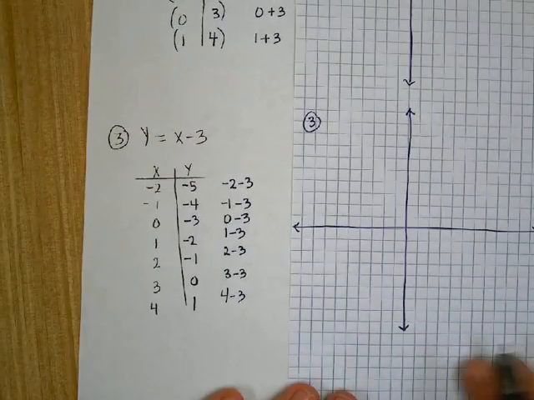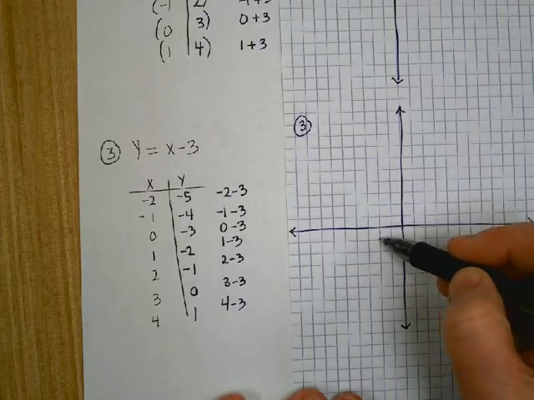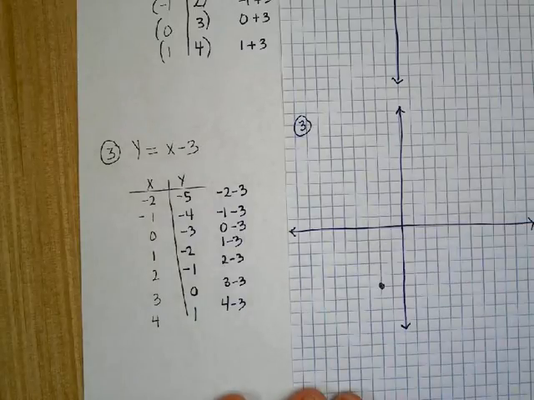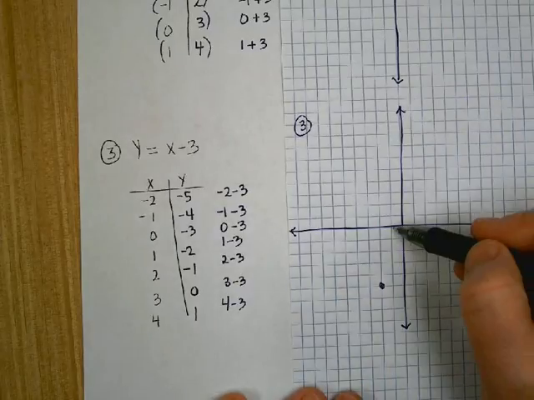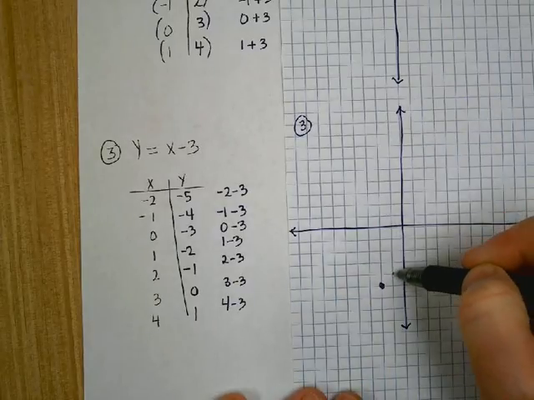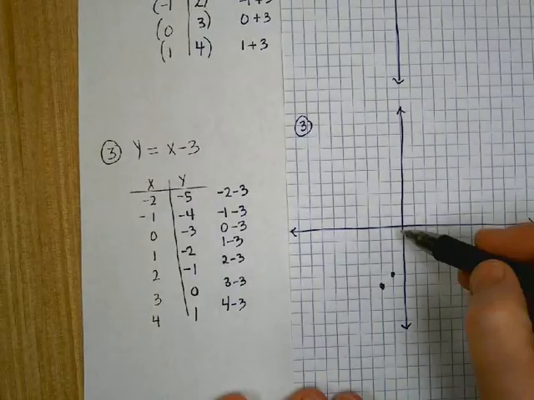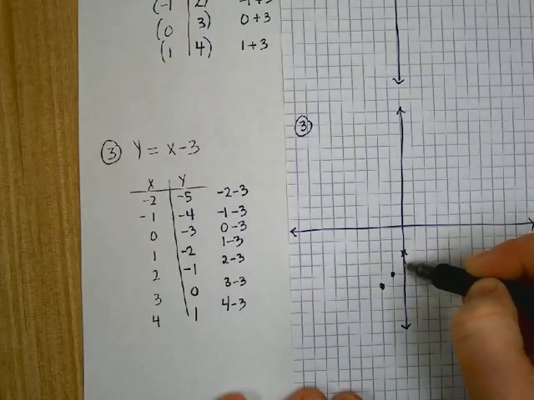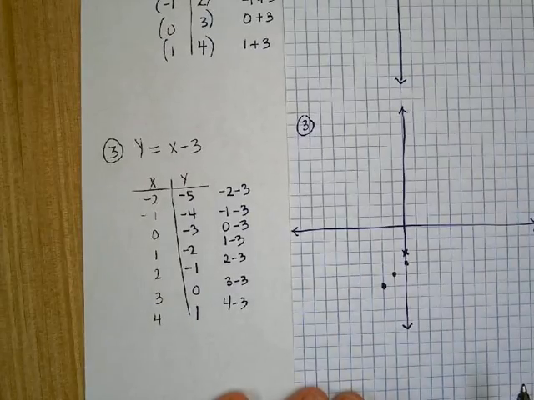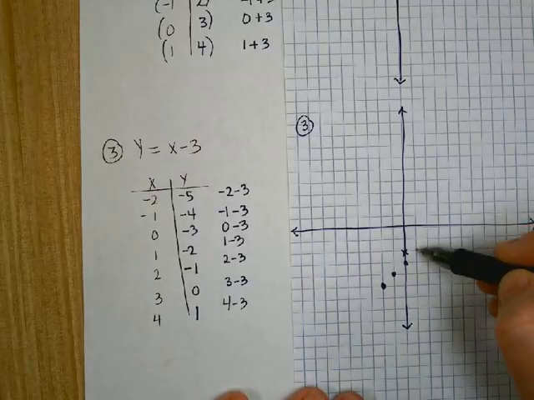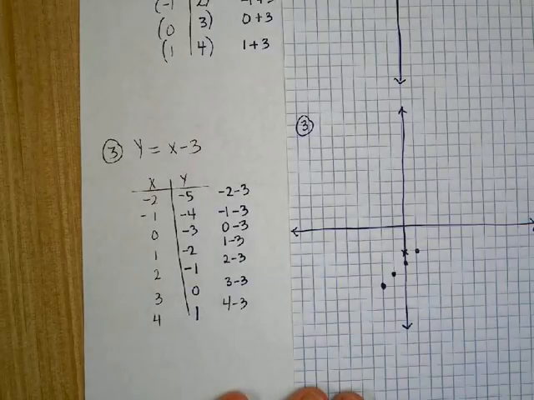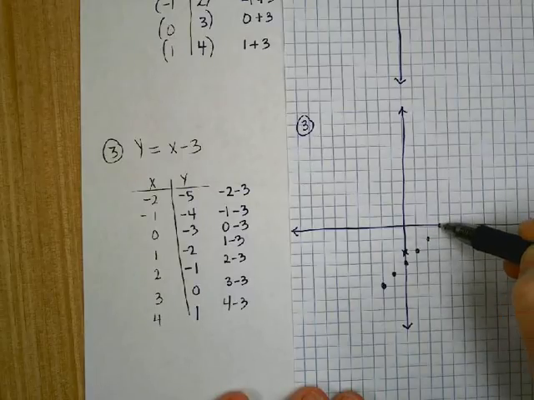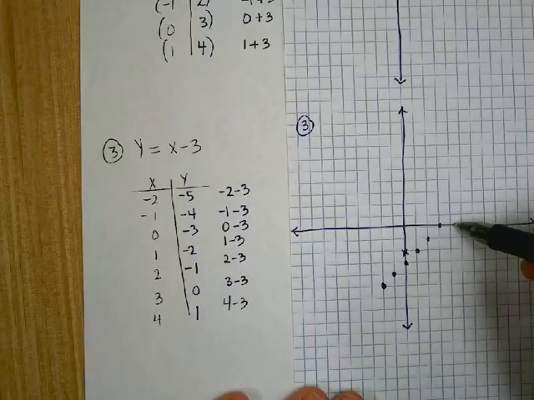Okay, negative 2, negative 5. Negative 1, negative 4. 0, negative 3. Uh-oh, I put that in the wrong spot. Sorry. It goes right there. 1, negative 2. 2, negative 1. 3, 0. 4, 1.